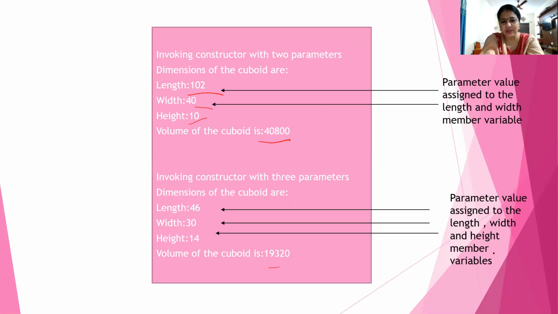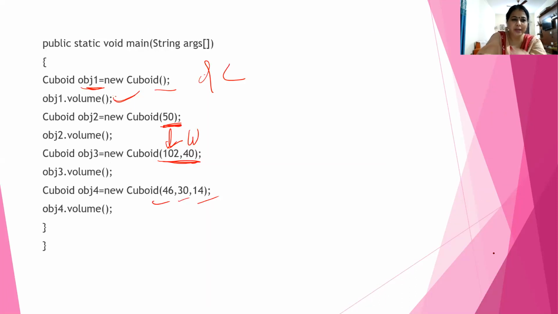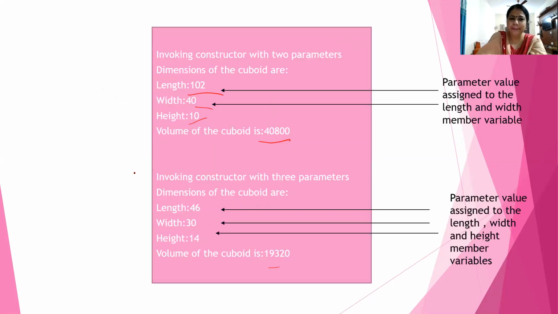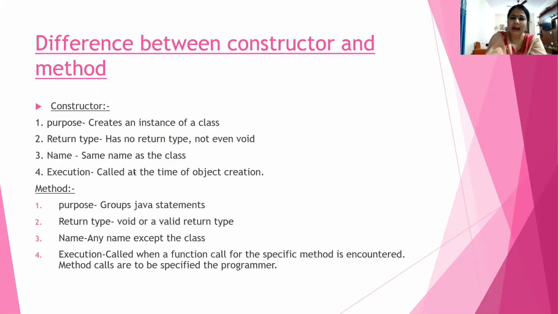According to that, whichever constructor is called by the main method will be active. The default constructor will be active, this is the default constructor, this is the second constructor, the third constructor, and this will be the active fourth constructor. According to that, the volume method will be executed, and according to that, the result or output is displayed on the screen. So now we have to compare the normal method and the constructor.